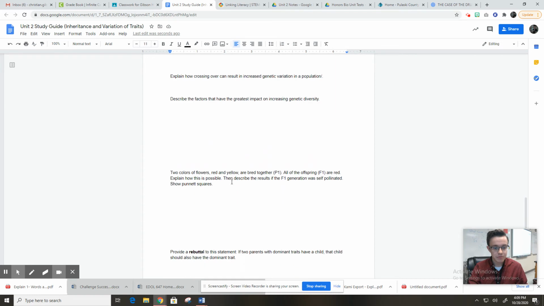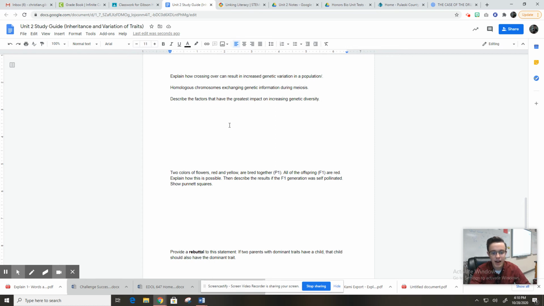Explain how crossing over can result in increased genetic variation. Well, it's really just looking for you to be able to define crossing over. Those homologous chromosomes are exchanging genetic information during meiosis. So that is how it increases genetic variation.